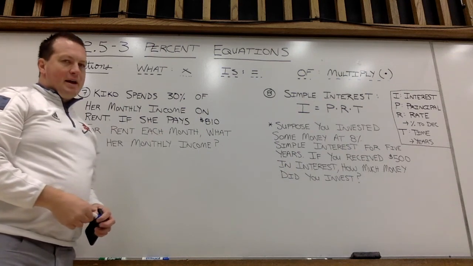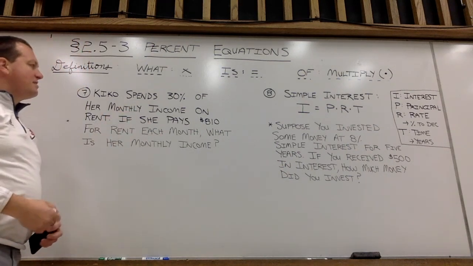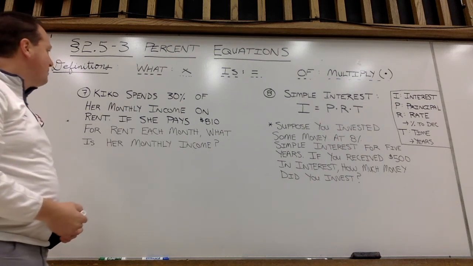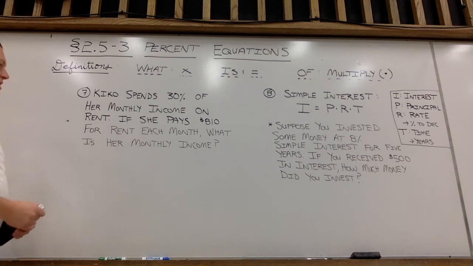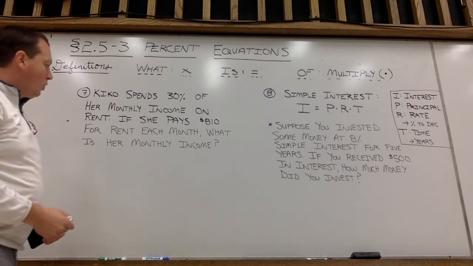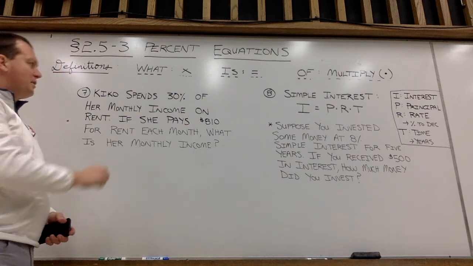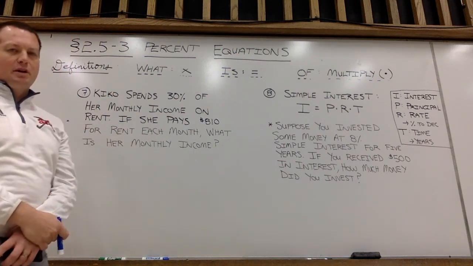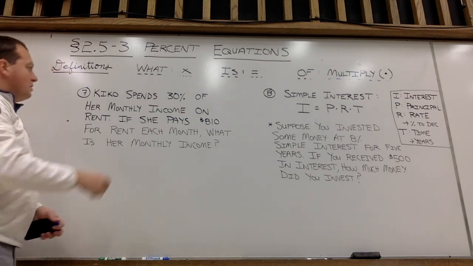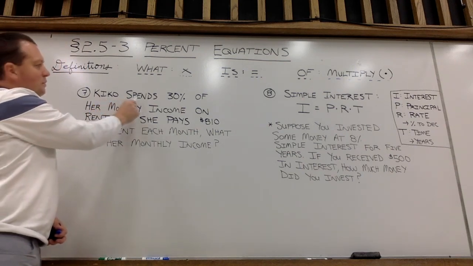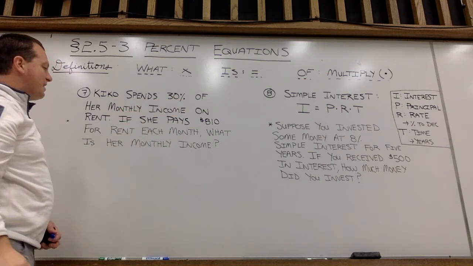Example 7, we have a young person here looking to spend 30% of their monthly income on rent. That's Kiko. If she pays $810 for rent each month, what is her monthly income? So we need to read through here and set up a general equation from the given information. We are told that Kiko spends 30% of her monthly income on rent.